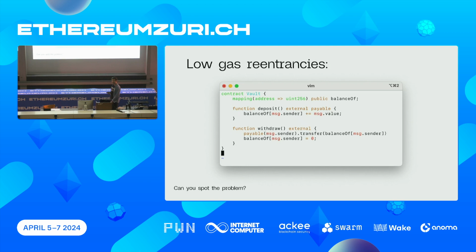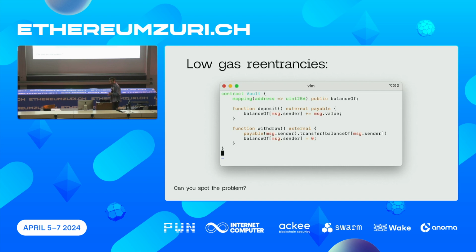Actually, there is no problem, because transfer only forwards 2,300 gas, and this is not enough to call withdraw again. Calling withdraw will cost 100 for the message call, and then you will not be able to set the balance of the sender to 0 again in the inner call, because even if it costs only 100 because it's a warm storage slot maybe, when you've got less than 2,300 gas in your execution context, you cannot use SSTORE.